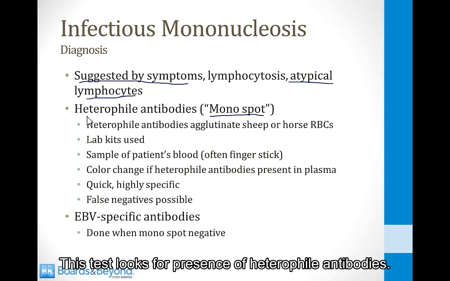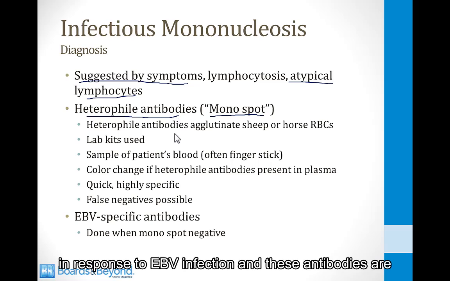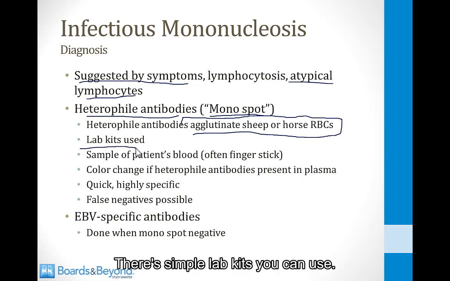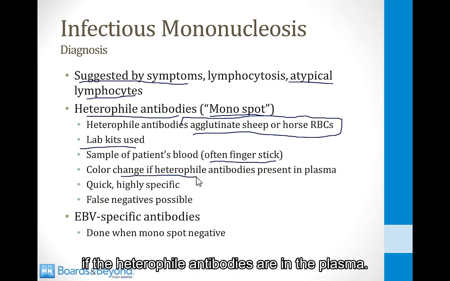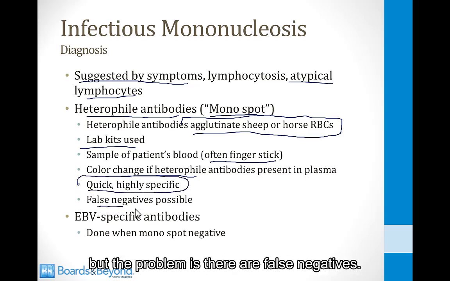This test looks for the presence of heterophile antibodies. These are antibodies produced by the immune system in response to EBV infection, and these antibodies agglutinate sheep or horse red blood cells. There are simple lab kits you can use. You take a sample of the patient's blood, often just a finger stick, and there'll be a color change if the heterophile antibodies are in the plasma. This is a quick, highly specific test, but the problem is there are false negatives.